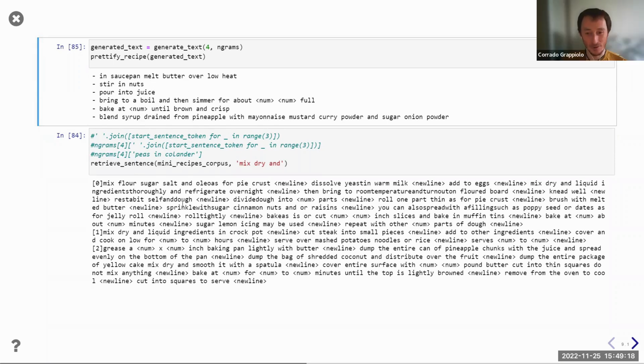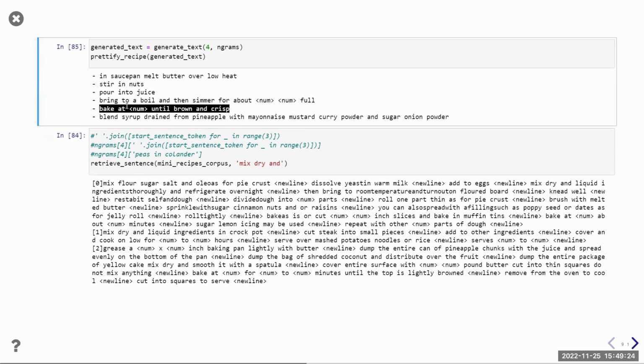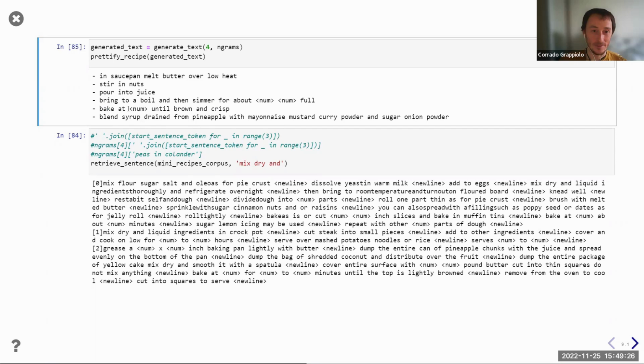Well, the thing is that I removed numbers. So you don't know bake at, you don't know until brown. It doesn't even give you the units. This is a toy data set just to show you how things work. Maybe at the end of the course we can use more sophisticated approaches to language modeling to generate more meaningful recipes. This is also based on 5,000 recipes, and later on we will use 10,000. Of course, the bigger the data set, the richer the recipe you can generate.